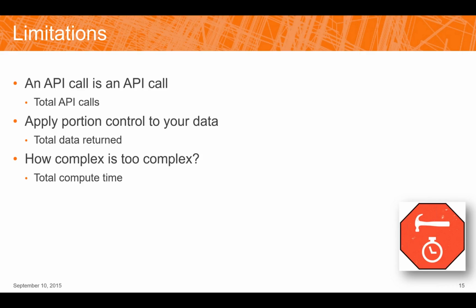Portion control. That refers to the amount of data being returned by a call into our service. And this applies both to CloudScript and just regular client or server API calls. The key here is to make sure that the total amount of data being returned by any one call doesn't exceed 1 megabyte.